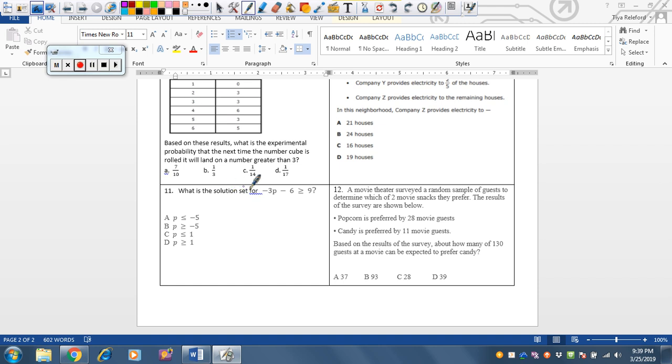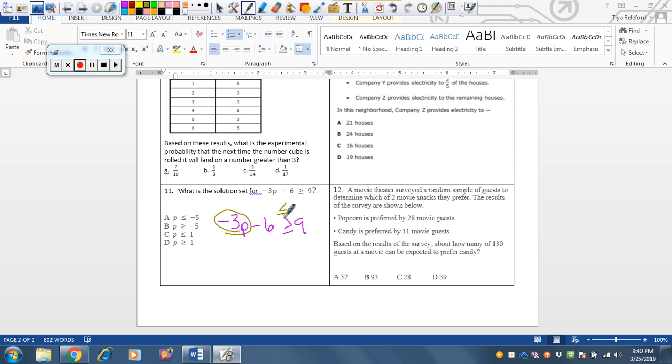Number 11 says, what is the solution set for -3p minus 6 is greater than or equal to 9? So one of the first things to remember, inequalities are exactly the same as equations, except you have to look at the number with the letter. If it is negative, your sign is going to switch directions. If it is positive, you leave it alone.